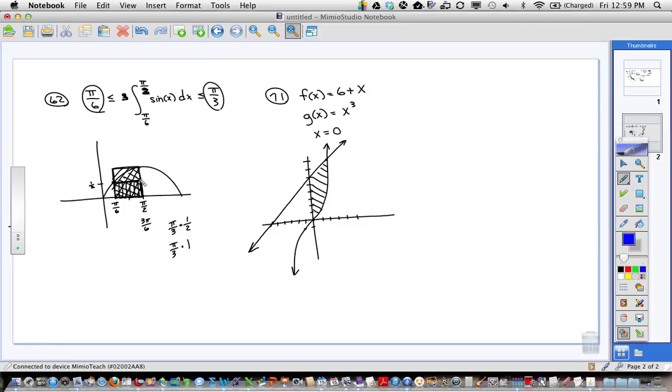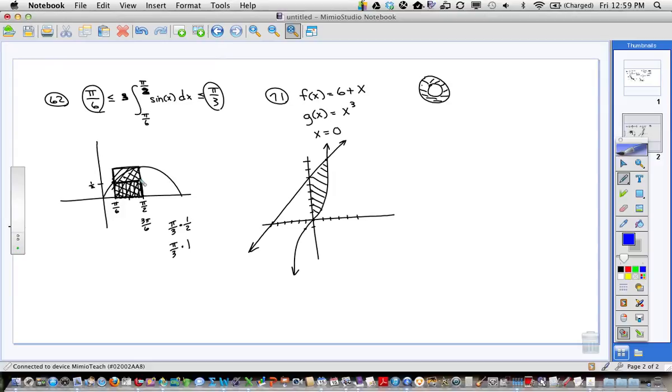So, there's part A. So part B says set up an integral that would find this area. Now, I'll give you a hint. It's the same thing you would do, basically, to find that area. How do you find that area?